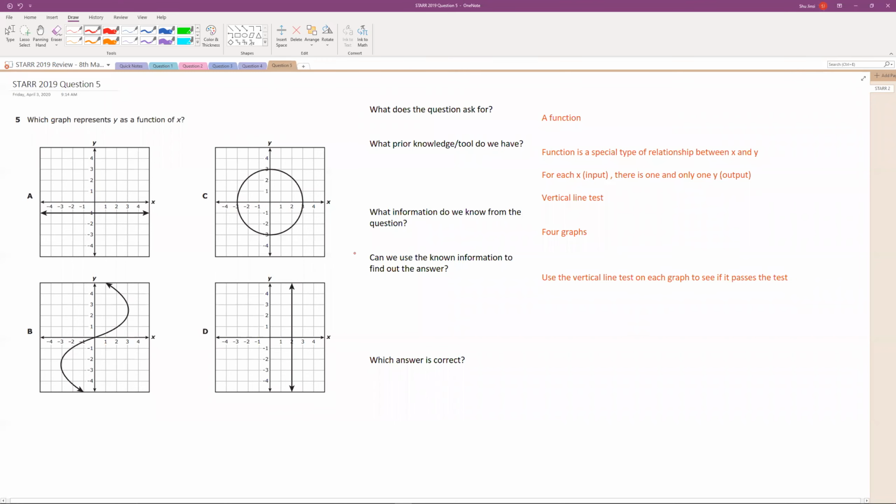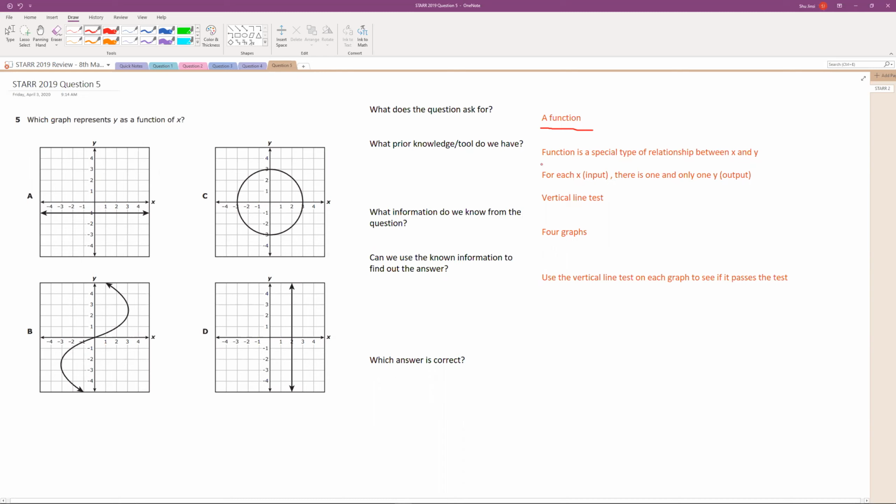Welcome back. Let's take a look at question 5 of the STAR test of 2019. Question 5. Which graph represents y as a function of x? So this question is asking for a function. So let's think about what prior knowledge we have about functions.